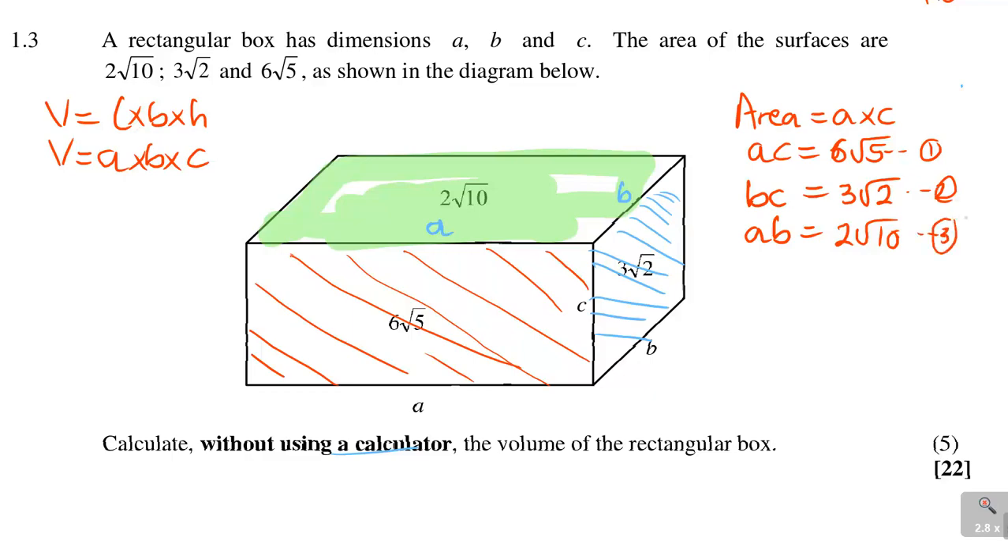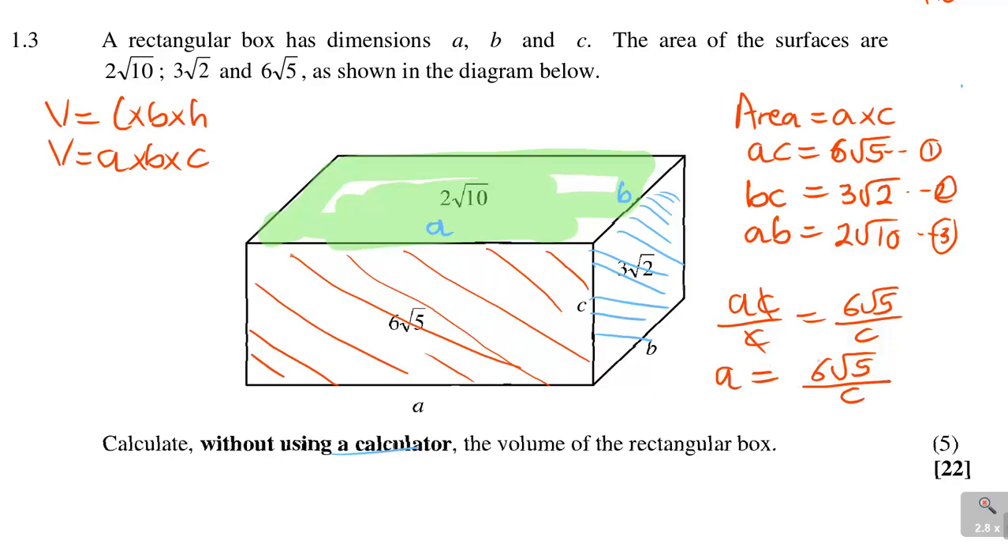Now you need to have an experience of how to solve such questions. For example, let me focus on the first one. In the first one, let me make A the subject of the formula. I will have to divide by C. AC over C is equal to 6 root 5 over C. So that now I've got my A. See that? A is 6 root 5 over C.